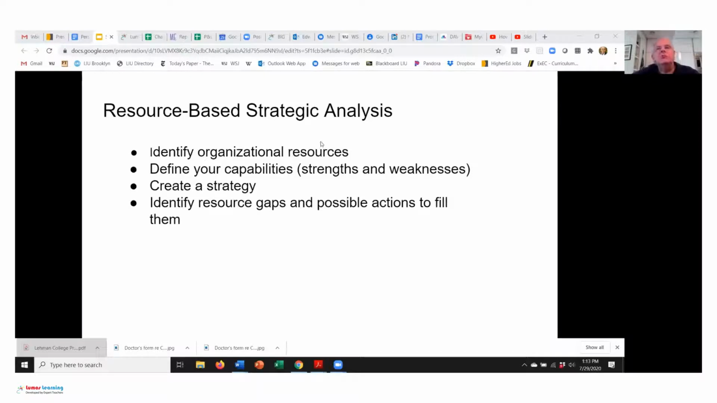Based on those 2 things, what resources do I have, and what are my fundamental capabilities, strengths, and weaknesses, create a strategy that works within those constraints. Then you can identify resource gaps and some possible actions to fill them. Of course, this has to be something that you can do over time, because you're not going to solve all your problems right away. You're not going to get tons of new resources immediately. But this may be where you think about, well, I need to make an appeal to the district. I need to go to the legislature. I need to go to the PTA, and I can fill a few of these key gaps.